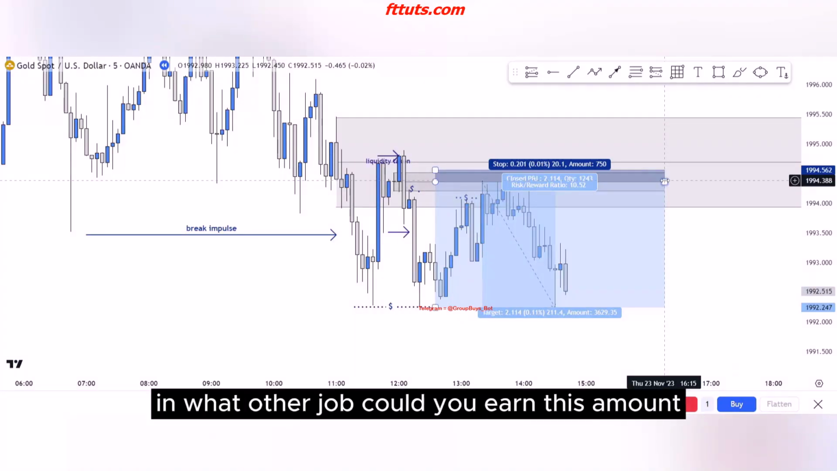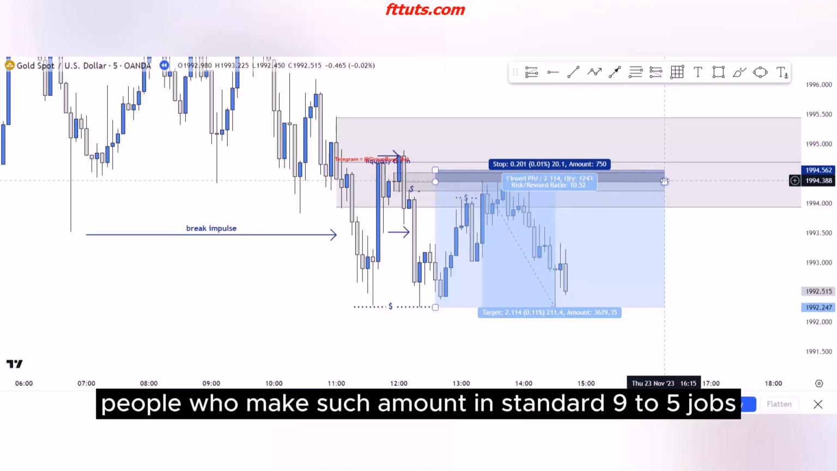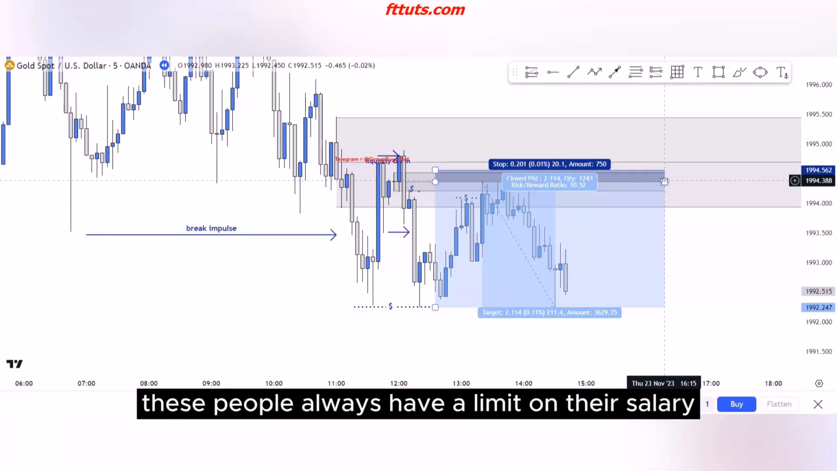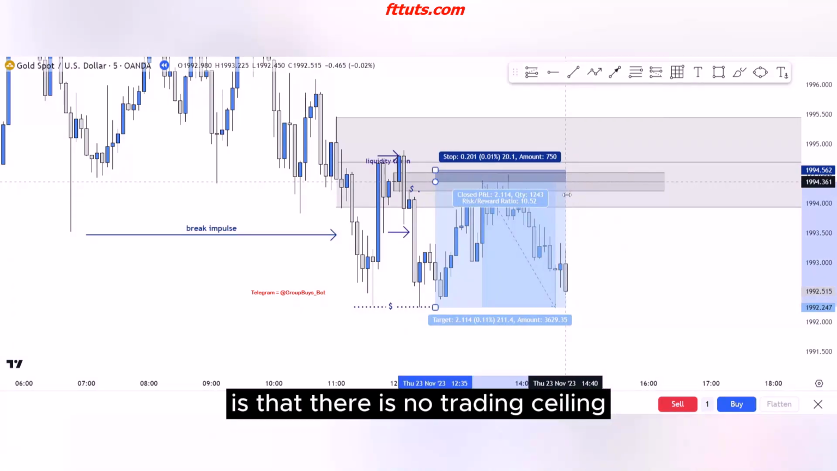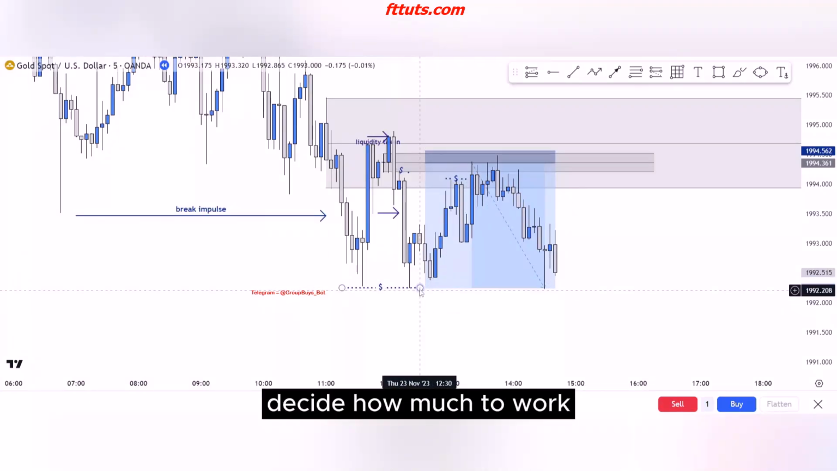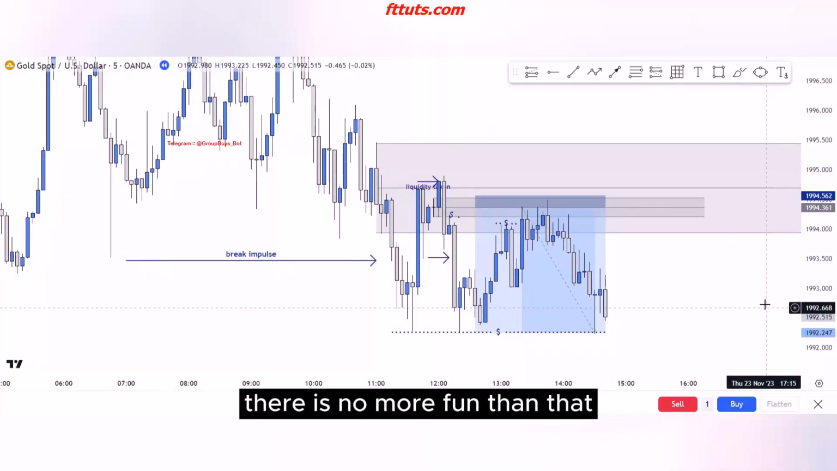In what other job could you earn this amount? I don't know people who make such amounts in standard 9-to-5 jobs. These people always have a limit on their salary. What is the most fun here in trading is that there is no trading ceiling. You will earn as much as you deserve. It's yours. You decide how much to work, how and when to work. You are your boss. There is no more fun than that.